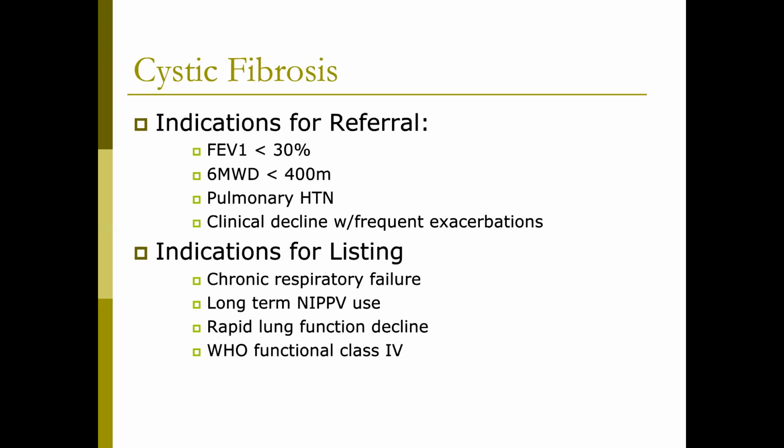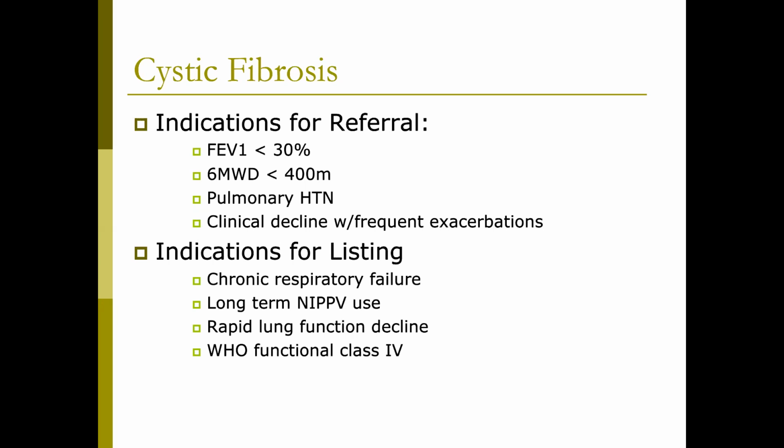So indications for referral for cystic fibrosis are FEV1 less than 30% predicted, 6-minute walking distance less than 400 meters, presence of pulmonary hypertension, or clinical decline with frequent exacerbations. And then indications for listing, similarly, are chronic respiratory failure, long-term positive pressure ventilation use, rapid lung function decline, or WHO functional class IV.